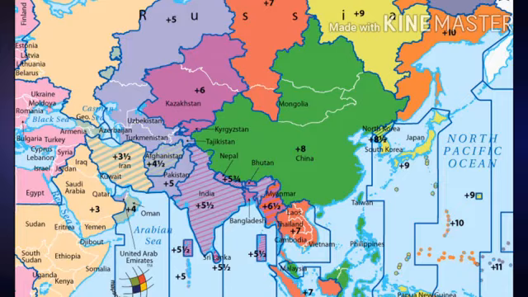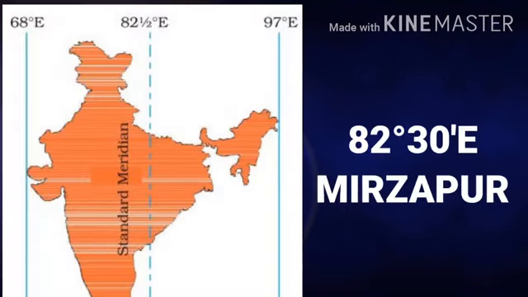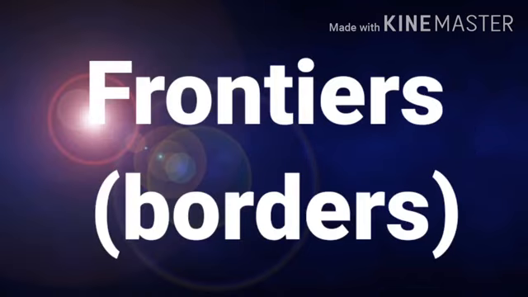The Indian Standard Time is calculated from the 82 degree 30 minute east meridian passing through Mirzapur. It is IST, Indian Standard Time, for the whole country. Now hope you understood the standard meridian. Let's start our next topic, frontiers.